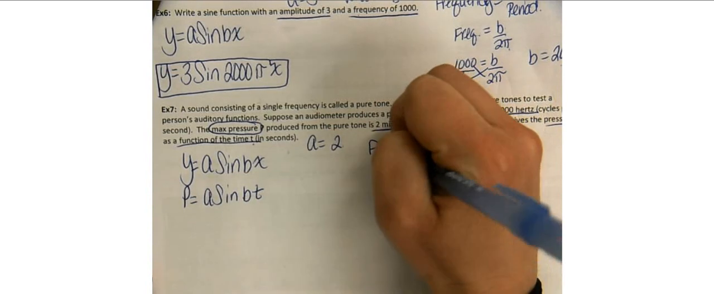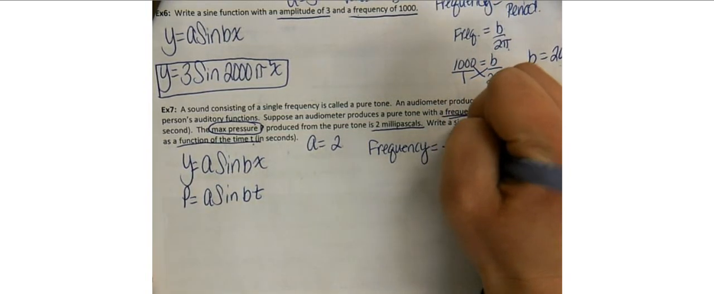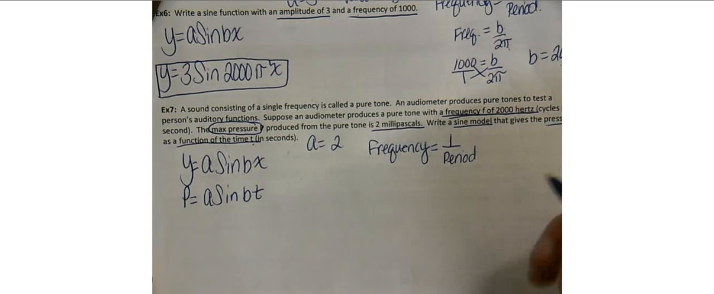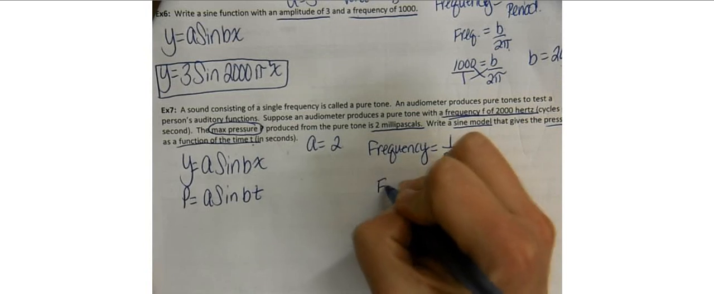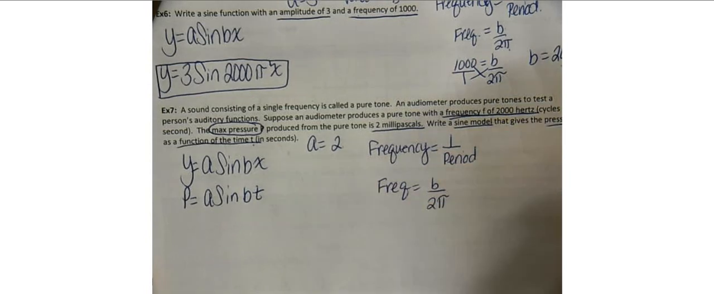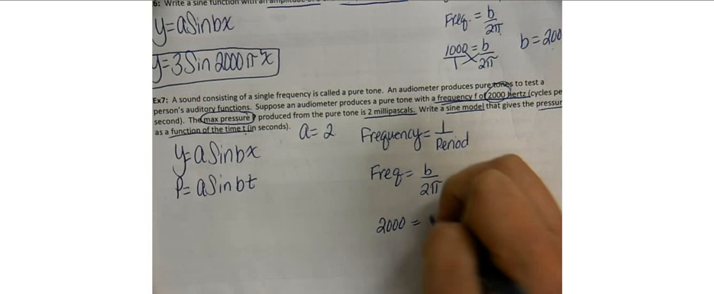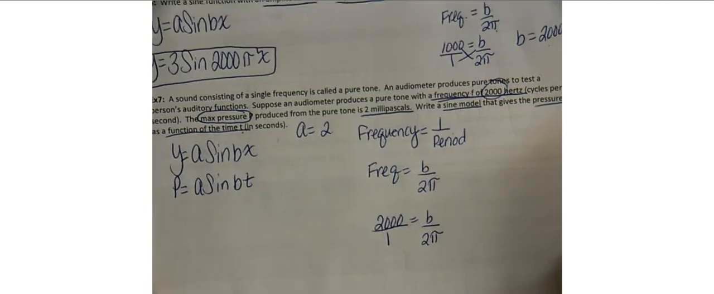Our frequency, remember, is equal to the reciprocal of a period. That's 1 divided by period. So if period is equal to 2 pi over b, the reciprocal is going to be b over 2 pi. So our frequency is going to be equal to b divided by 2 pi. And if our frequency is 2,000, that's going to be 2,000 is equal to b divided by 2 pi. I'm going to make 2,000 over 1 and use cross product, and we find that b is equal to 4,000 pi.